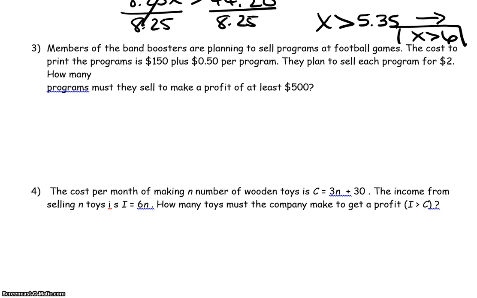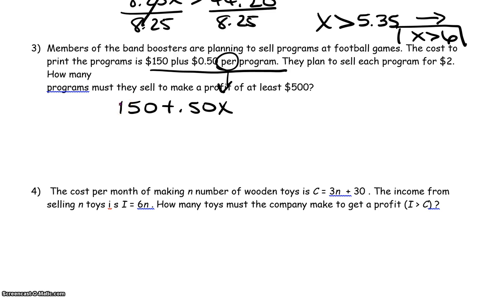Members of the band's boosters are planning to sell programs at football games. The cost to print the programs is $150 plus 50 cents per program. Right there, you can go ahead and start your inequality. Per means that's where your variable is going to go. They plan to sell each program for $2.